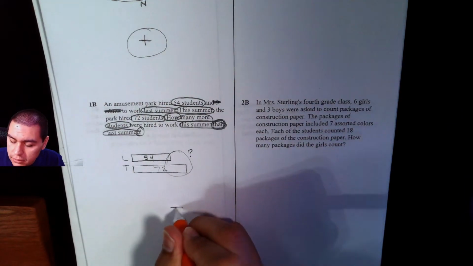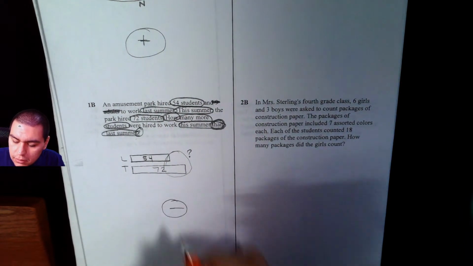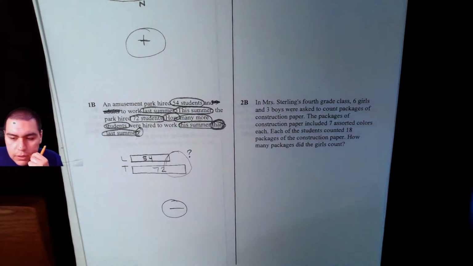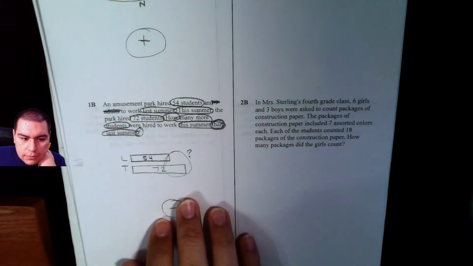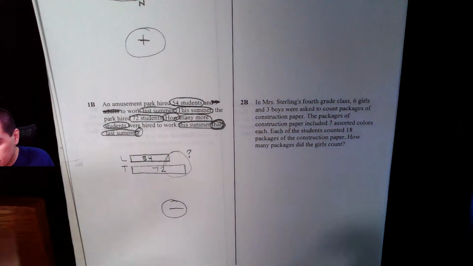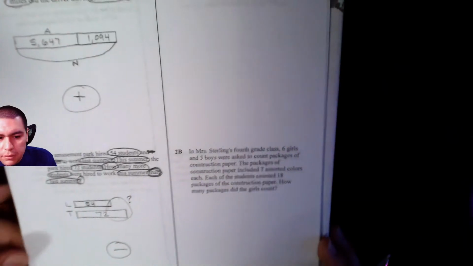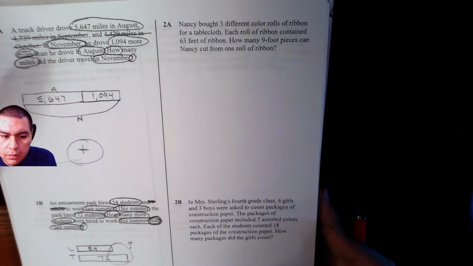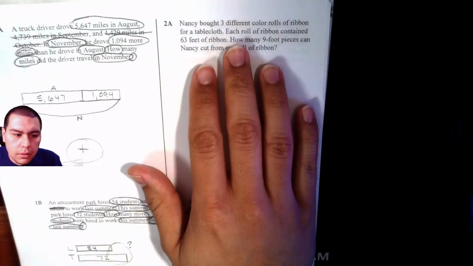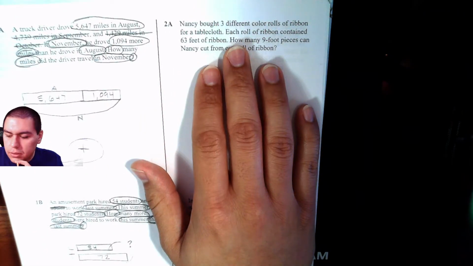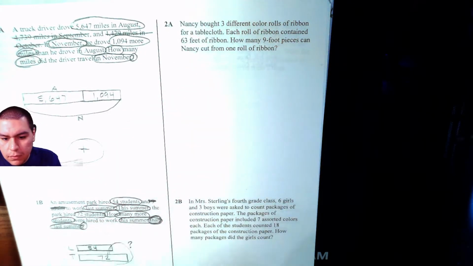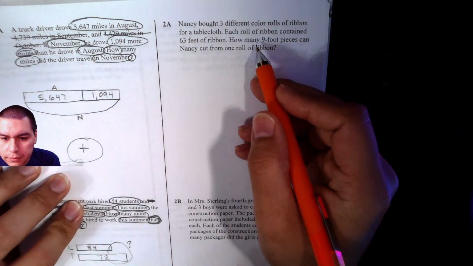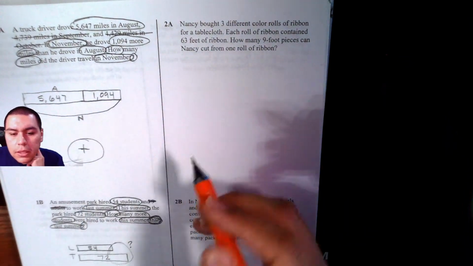Yes, Violet. The screen is blurry. Is it? I'm sorry, baby. Let me see if I can get it to work. Okay. So 2A. This is our next one here. Yes, Kylie.